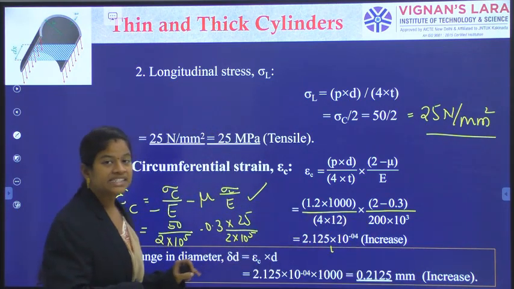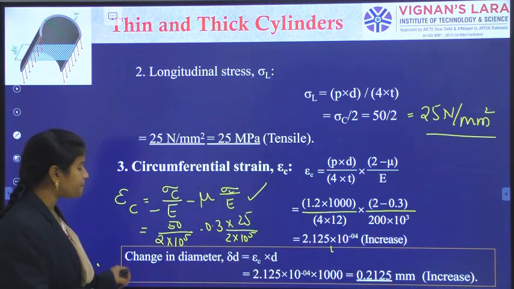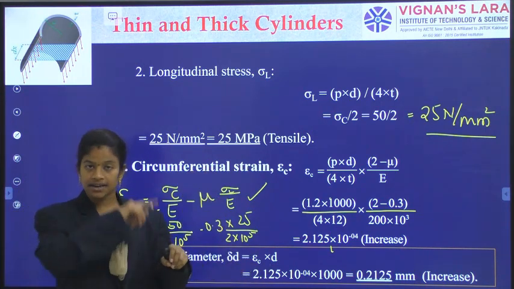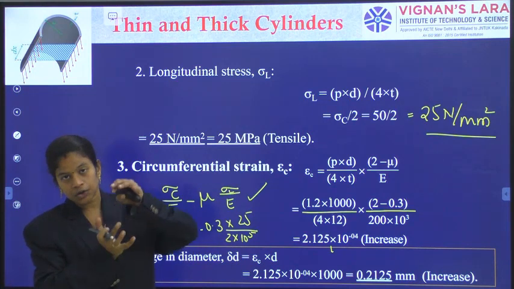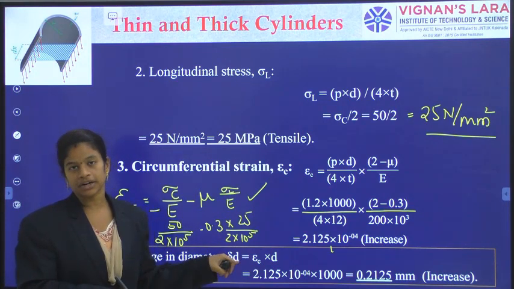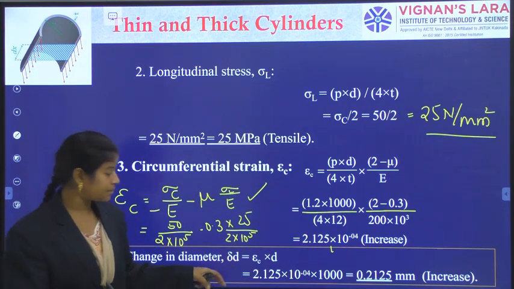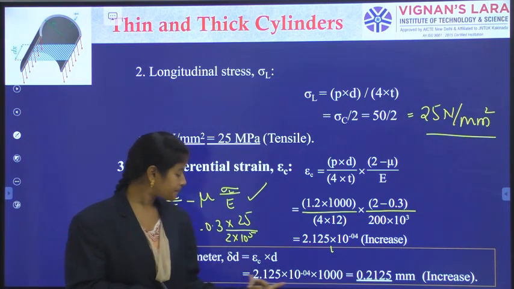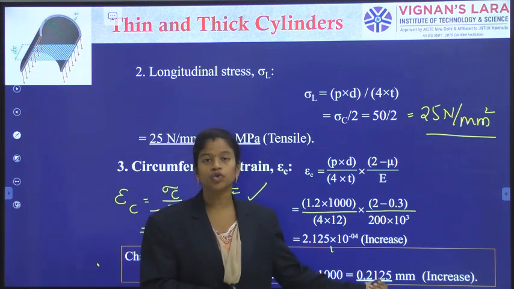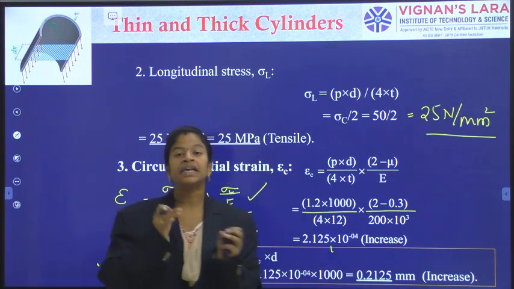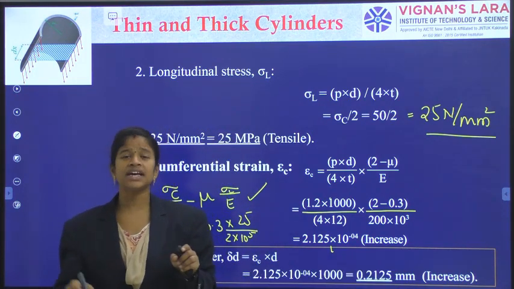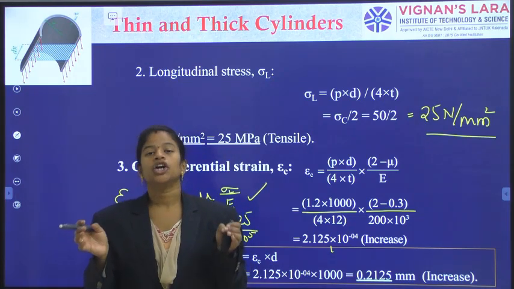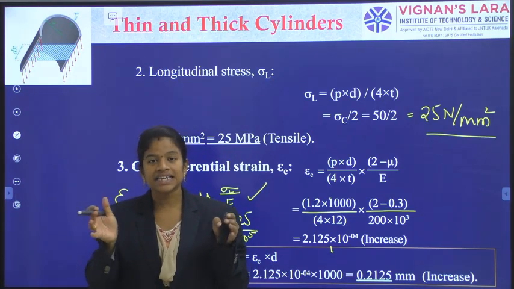Now, change in the diameter. The change in the diameter delta D is equal to epsilon C into D. The circumferential strain into the corresponding original diameter gives the change in the diameter. Multiplying with the internal diameter of the container gives 0.2125 millimeter, which is the increase. Originally the container is 1000 millimeter in diameter, but due to the fluid pressure it has increased.